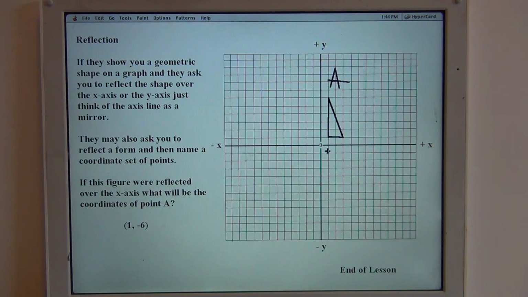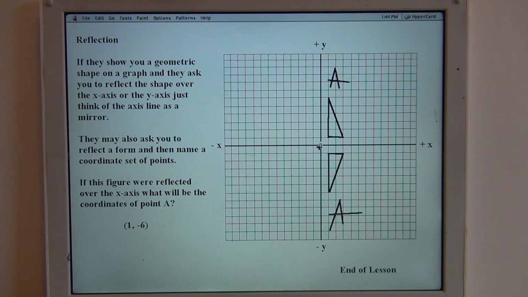Okay, so the first thing we have to do is reflect that figure over the x-axis. So we went down 1, 2, 3, 4, 5. And so that's it reflected over the x-axis. And this is the point A here. This is our point A. Now they want to know what are the coordinates of point A when it's reflected. So we have to get the coordinates of this point right here.